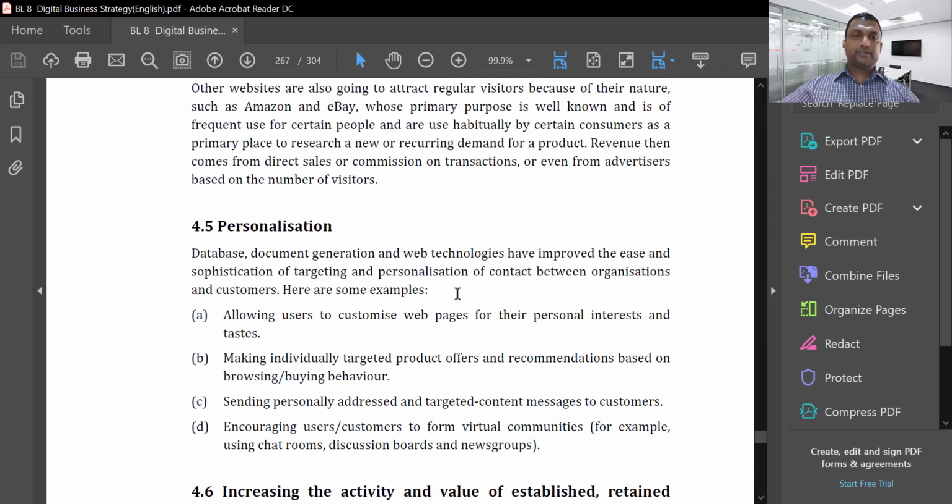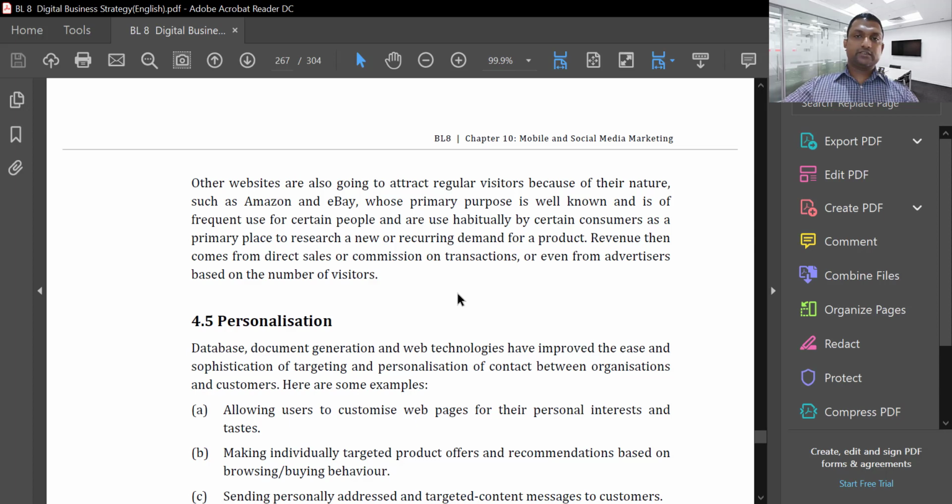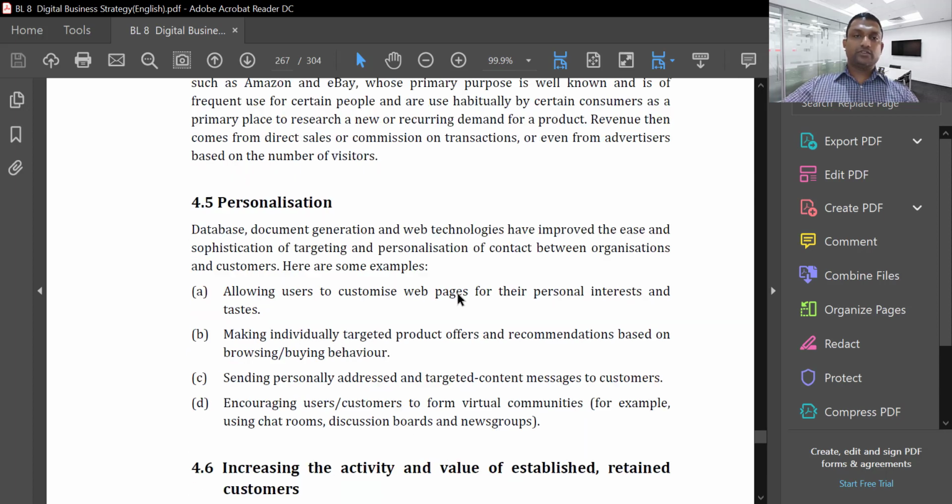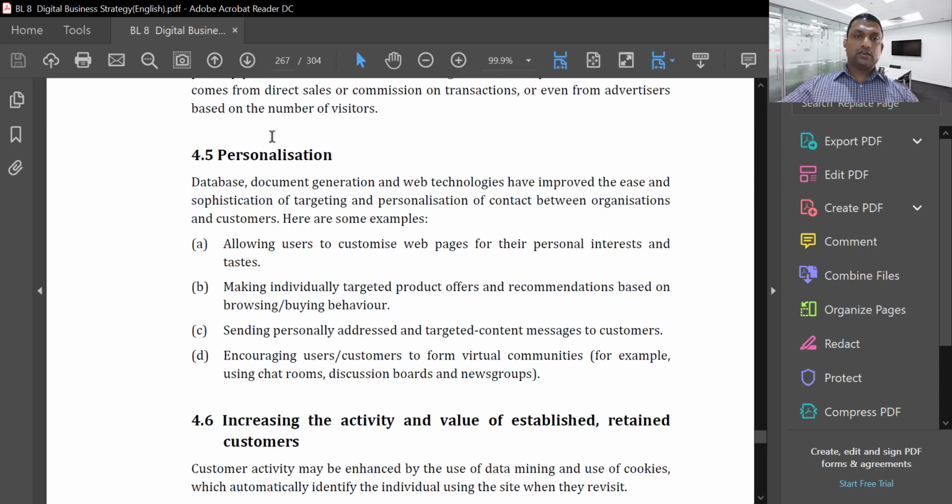So under the personalization section, this is in chapter 10, mobile and social media marketing. Under the personalization section, we'll see what it says. Database, document generation and web technologies have improved the ease and sophistication of targeting and personalization of content between organization and customers. So here are some examples.